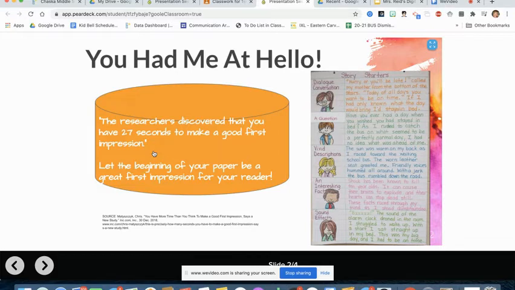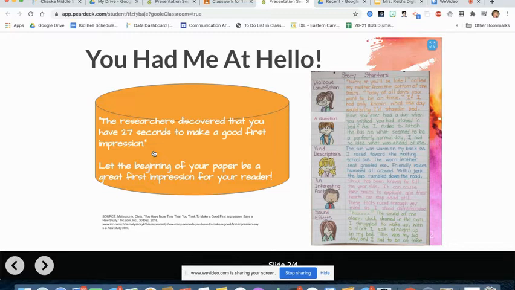Your paper is that way too. Let that beginning of your paper make a great first impression. At the right, you're going to see some different story starters, and I would like you to copy these into your notebook. So that's going to take you about 10 to 15 minutes, maybe even 20. You don't have to write the whole thing, but just make sure you have enough that you understand it.